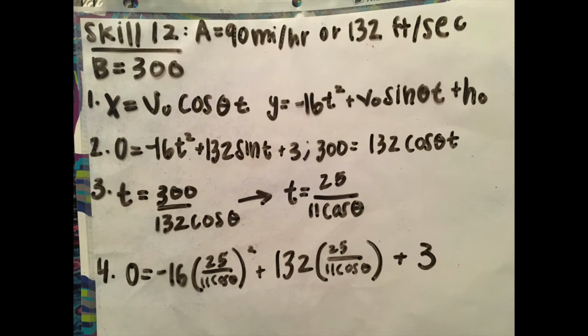Next, for that second equation, I wanted to isolate t. So I divided both sides by 132 cosine theta to get t equal to 300 divided by 132 cosine theta, which simplified to t is equal to 25 divided by 11 cosine theta. After that, I plugged what I got for t into my first equation. So I had 0 is equal to negative 16 times the quantity 25 divided by 11 cosine theta, squared, plus 132 times 25 over 11 cosine theta plus 3.